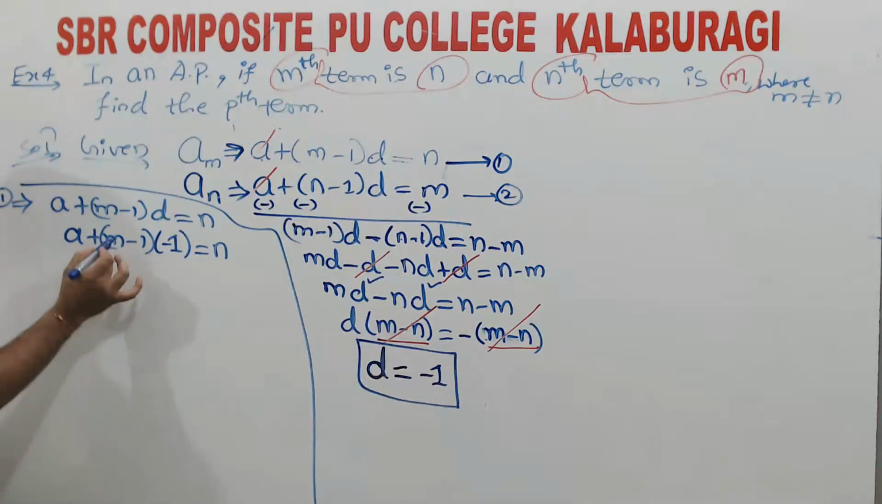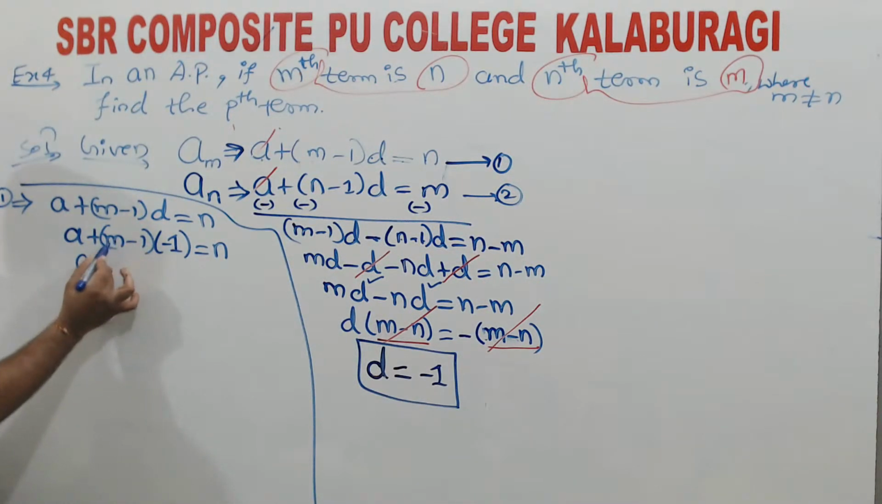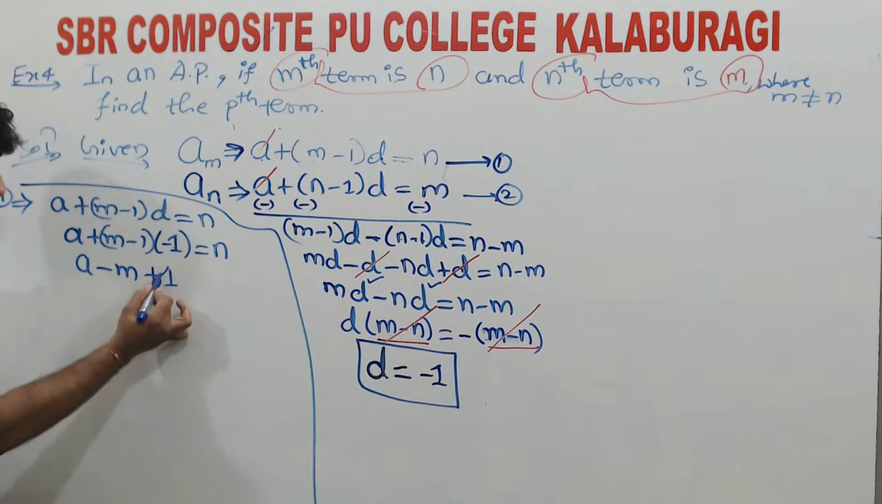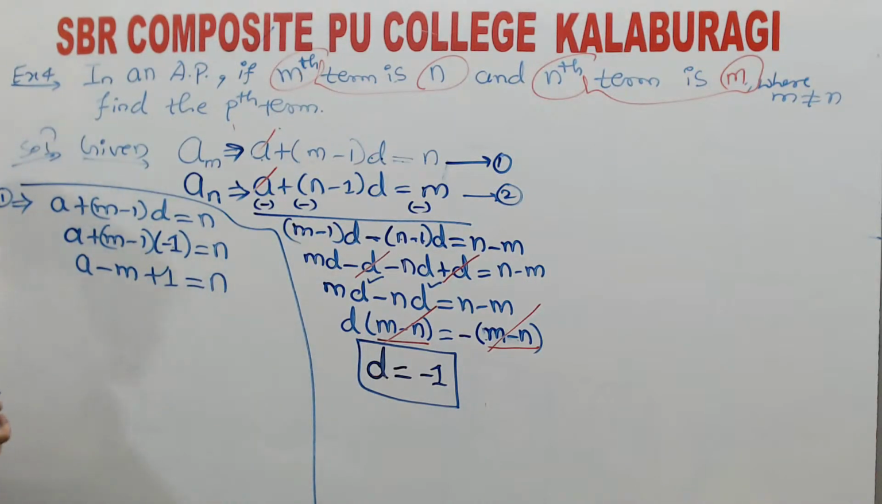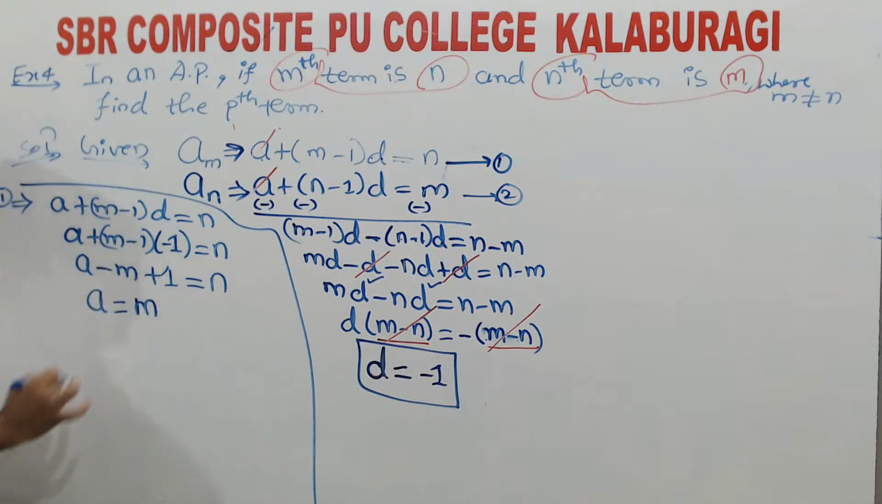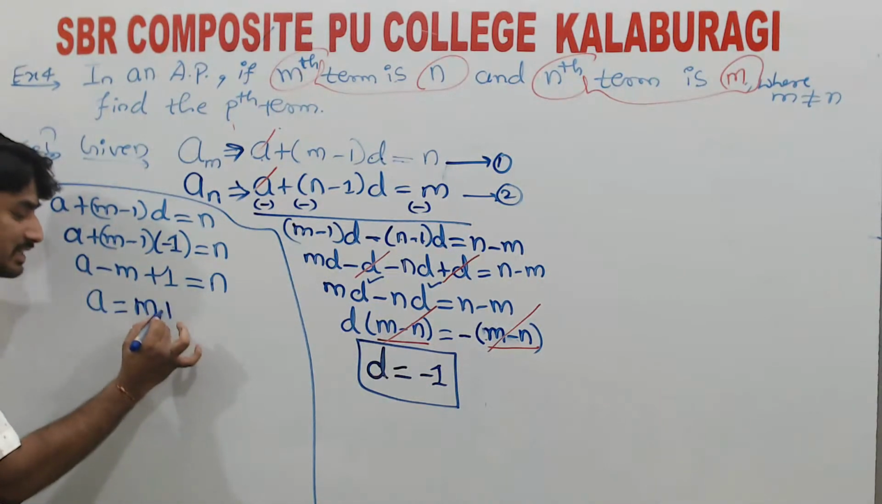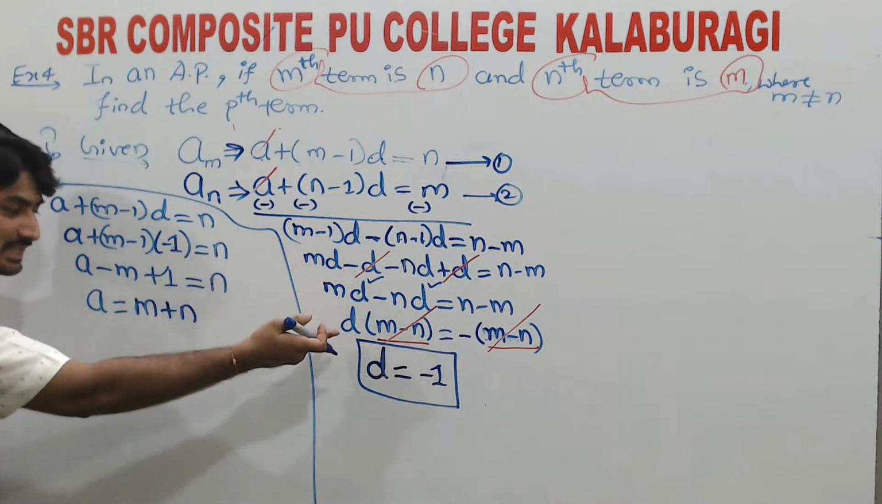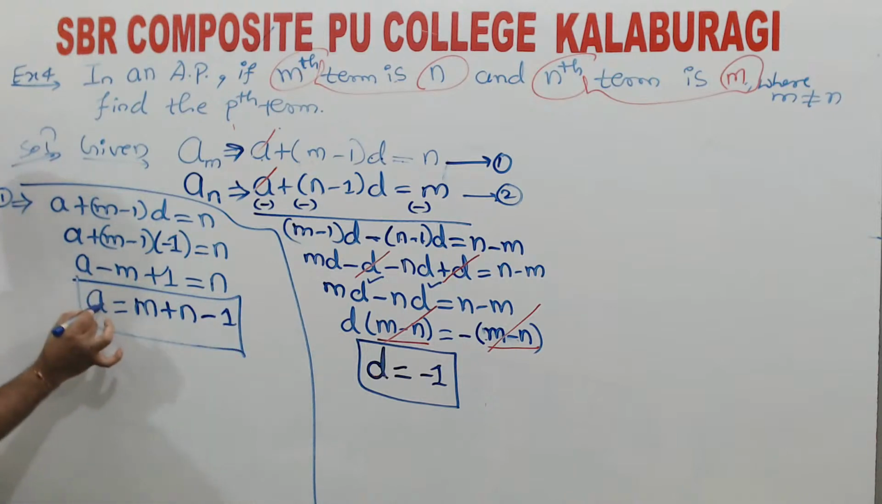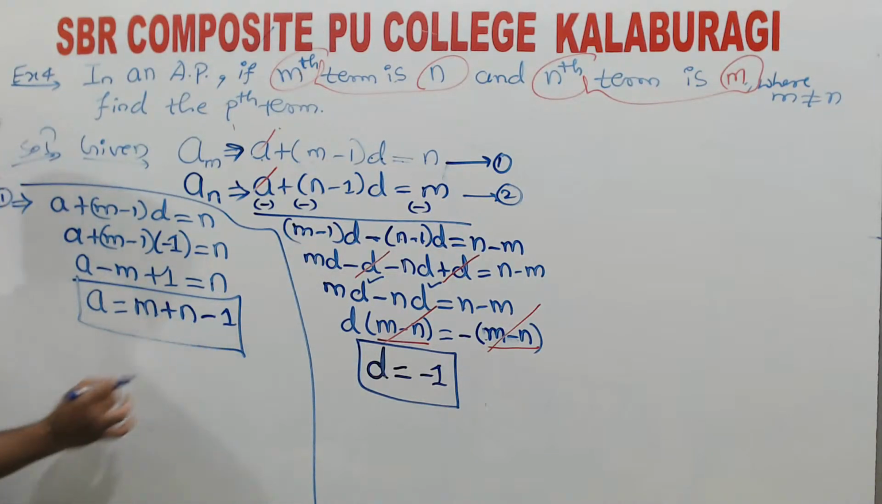Here a, minus 1 into m is minus m, and minus 1 into minus 1 becomes plus 1, equal to n. I want the first term value, so a is equal to, taking the remaining terms to the RHS side: minus m goes to the RHS side and becomes plus m, plus n is there, and plus 1 goes to the RHS side and becomes minus 1. It means the first term value a is equal to m plus n minus 1.